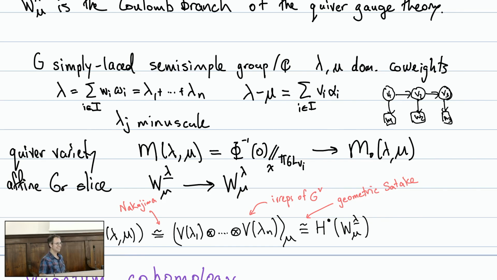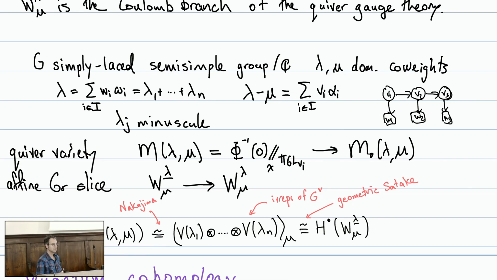Any other question? Yeah? If you take G to be non-simply laced, what should be the replacement of the quiver variety? That's a good question. I don't think there's a completely satisfactory answer to that question. There is work in the past 10 years by Geiss, Leclerc, and Schröer, where they studied a version of preprojective algebras in the non-simply laced case. But there's not a completely satisfactory version of quiver varieties in the non-simply laced case, as far as I know.